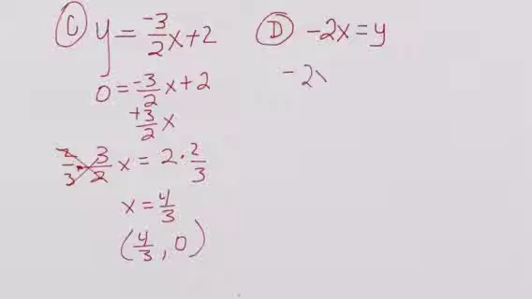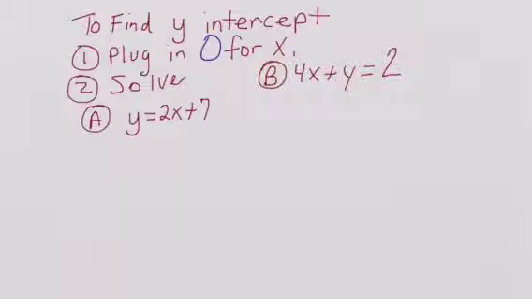Negative 2x, we're going to put in 0 for y. Divide by negative 2, divide by negative 2. X is going to equal 0. So our x-intercept is 0.